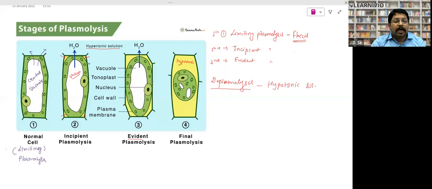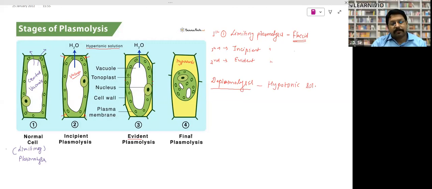So when the protoplasm pulls back itself from the corner of the cell wall, this condition is called incipient plasmolysis. This is the second stage, right? If you keep on putting the same cell in a further higher concentrated solution, what will happen? Further water will come out, and except at a few places, like here, two or three places where the protoplasm remains connected with the cell wall, the rest will be pulled back, right? And the space which is created will get filled by the higher concentrated solution. This is called evident plasmolysis.